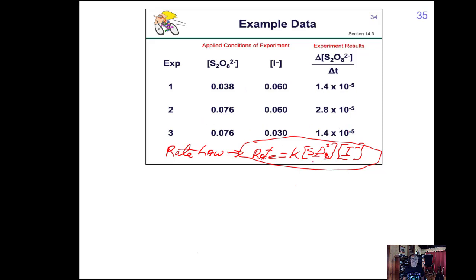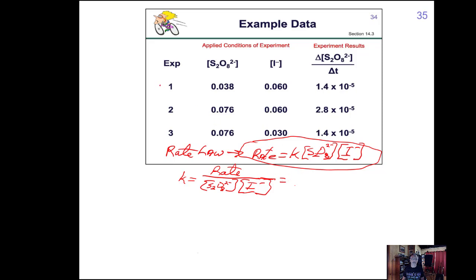So algebraically, if I wanted to solve for the rate constant, I would simply have rate in the numerator divided by the concentration of peroxydisulfate raised to the first power, and then iodide also raised to the first power because they are first order in this particular reaction, okay? And so all I have to do is pick any of the experiments and plug that data in, and I can get the rate constant. So let's go ahead and do that.